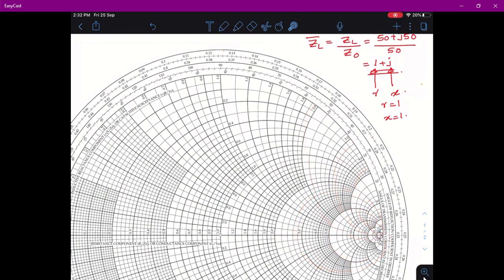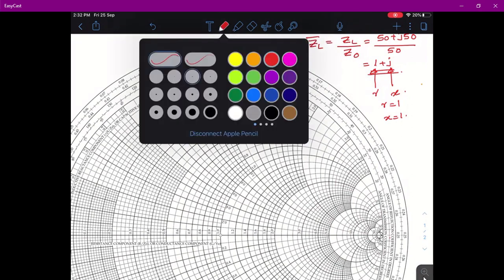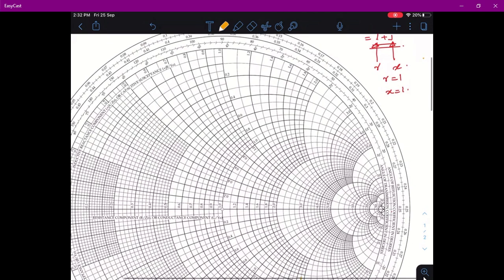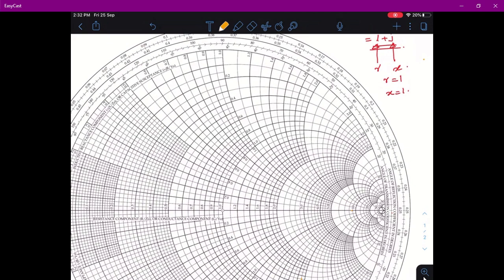So if you find the intersection of the R and X circle for the value 1, you will get the impedance point. So let's trace that by a different color. You see these values are R values, which I mark as orange. My R value is equal to 1 means I go to the value 1. So that is this value.